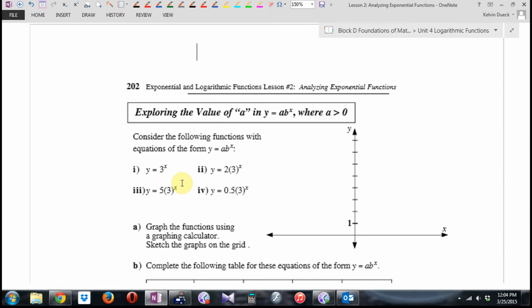For the parabola, you may recall the a either flipped it up if it was positive or flipped it down if it was negative, and it allowed you to modify the stretch. It made it fatter or skinnier. What does the letter a do for the exponential?